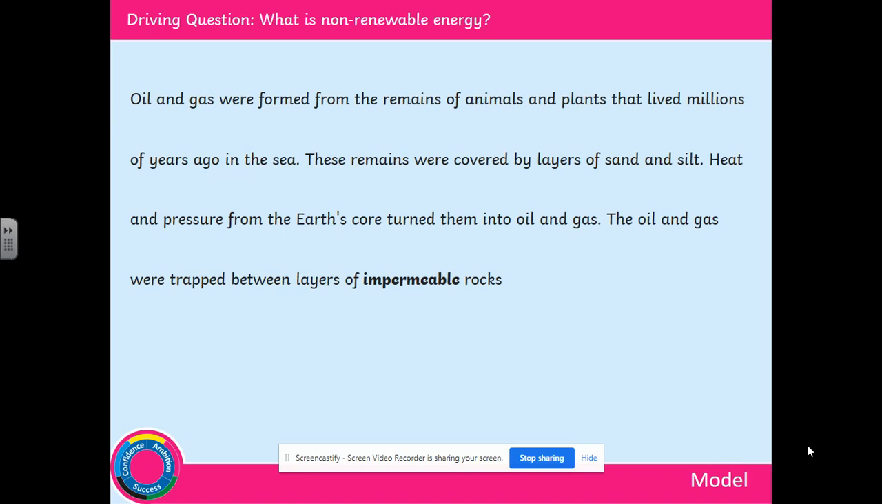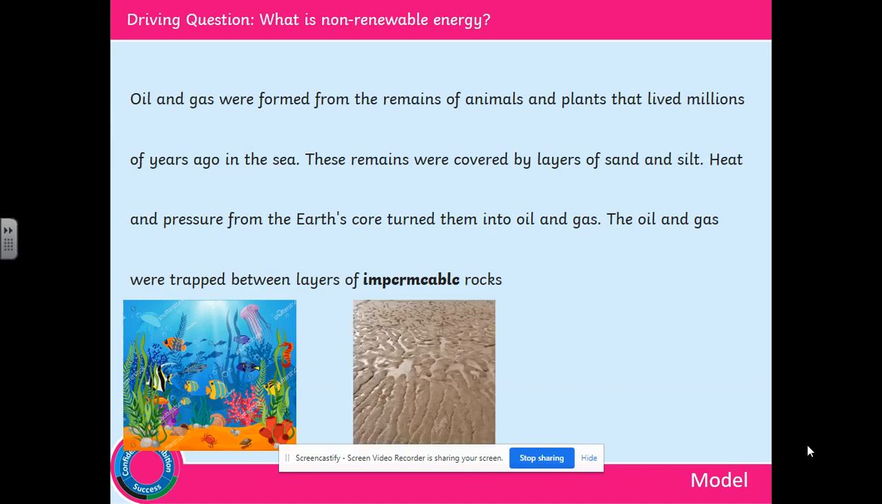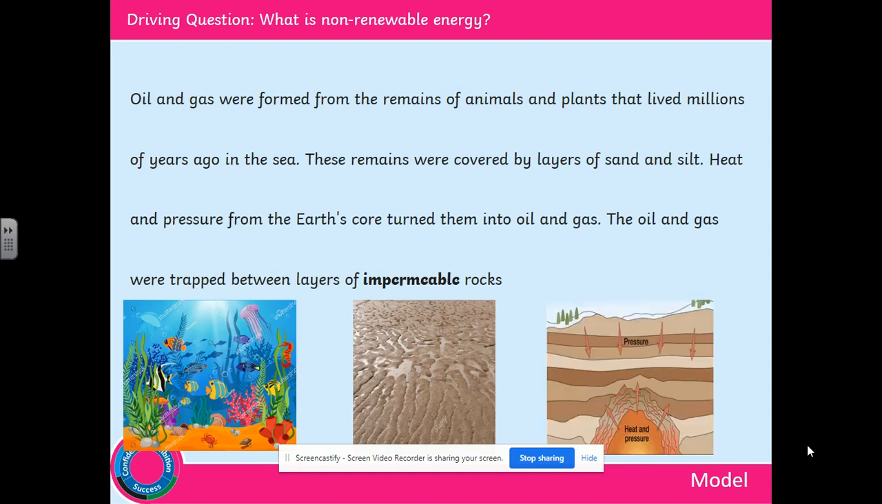Think about it. Oil and gas were formed from the remains of animals and plants that lived millions of years ago under the sea. These remains were covered by layers of sand and silt. Heat and pressure from the Earth's core turned them into oil and gas. The oil and gas were trapped between layers of impermeable rocks. Now, the word impermeable is in bold. What does that word mean?